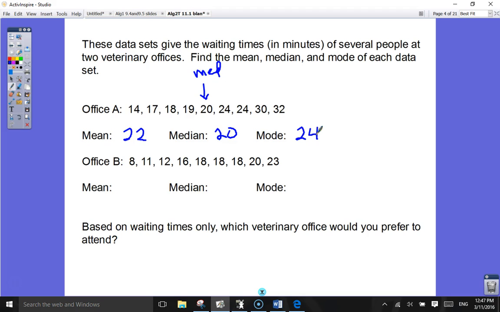Which one is probably most representative of that data? If you wanted to represent how long you usually wait when you go to that vet clinic, you can decide for yourself whether you think mean or median. Probably the mode is definitely not the one you'd want to use. Okay, let's try office B. 8 plus 11 plus 12.